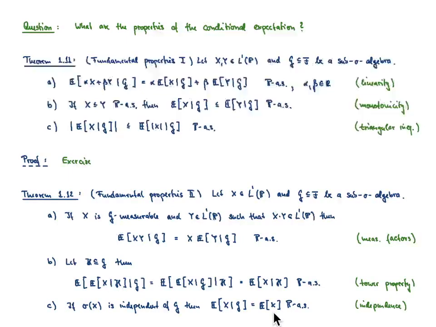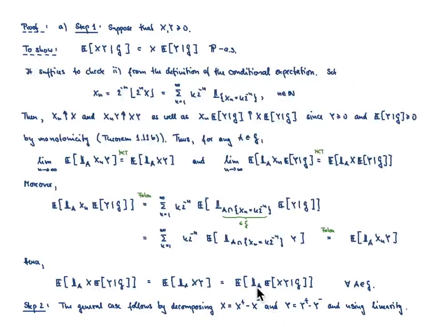So let us address the first one, this measurable factors. In this proof, I divide into two steps. And in the first step, I would like to assume that the random variables X and Y appearing in the theorem are non-negative. And then I would like to show that the conditional expectation of the product of X and Y given G is equal to the product between the random variable X and this conditional expectation of Y given G, P-almost surely.